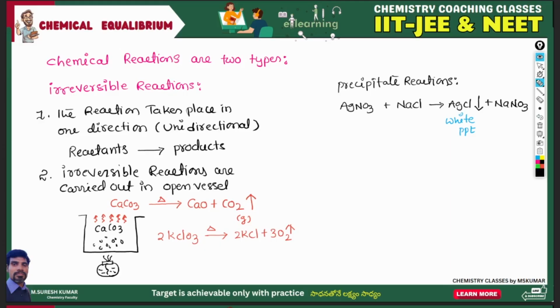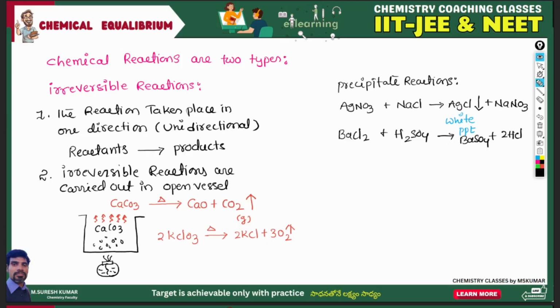Similarly, one more example for this, BaCl2, barium chloride, treated with sulfuric acid gives rise to the product BaSO4 plus 2HCl. This is also an example for what? Precipitate reaction.